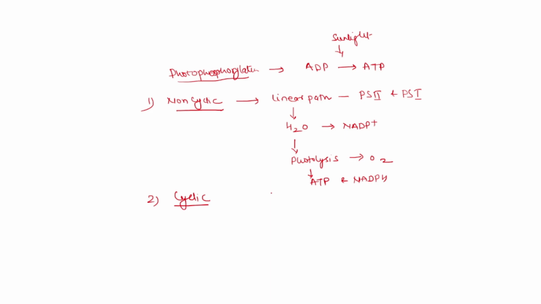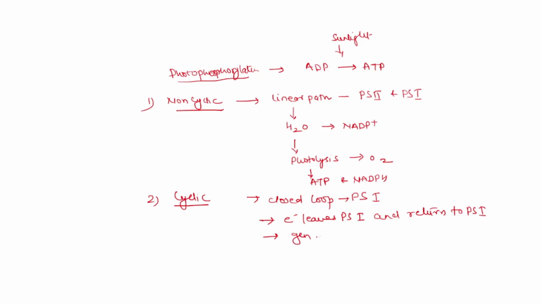Now about the second one, that is cyclic. Cyclic follows the closed loop and it occurs only in the PS1. Here, electron leaves PS1 and returns to PS1, generating ATP. In this case, only ATP is produced.